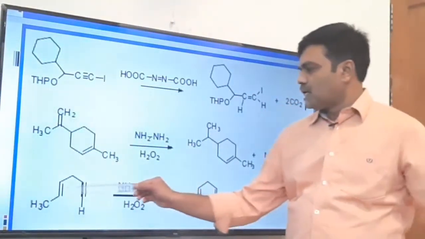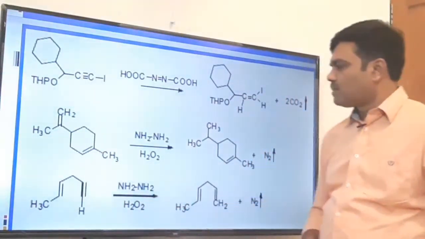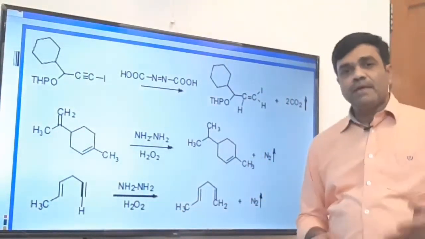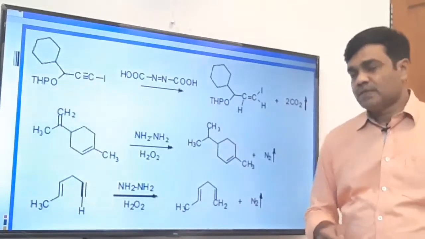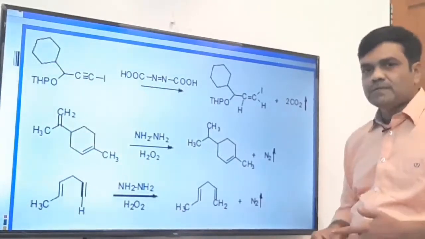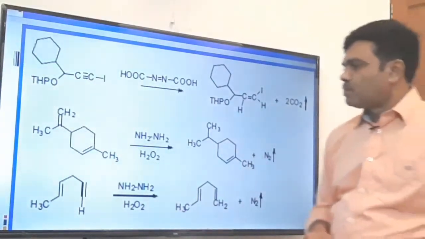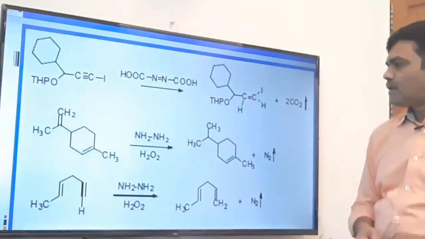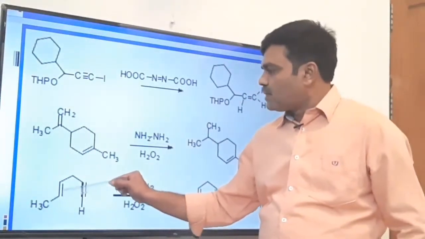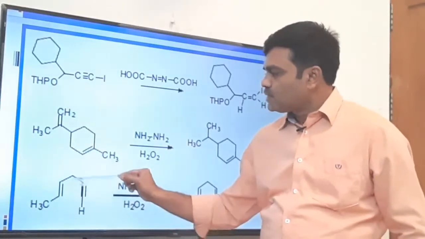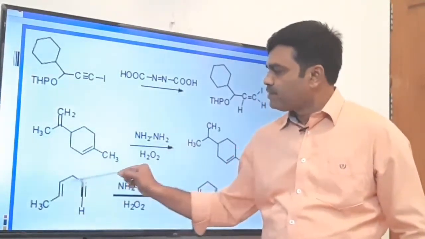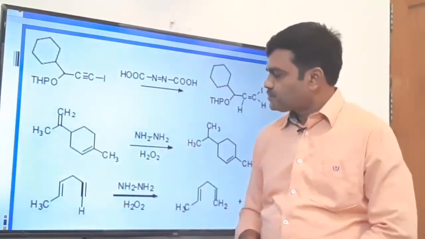See, this is a carbon-carbon double bond, and this is a carbon-carbon triple bond. If you take one equivalent of this NH=NH, which carbon-carbon multiple bond will be reduced? So, the less substituted will be reduced, that is the rule. Here this carbon-carbon double bond is disubstituted. Which are the two substituents? This is first and this is second.